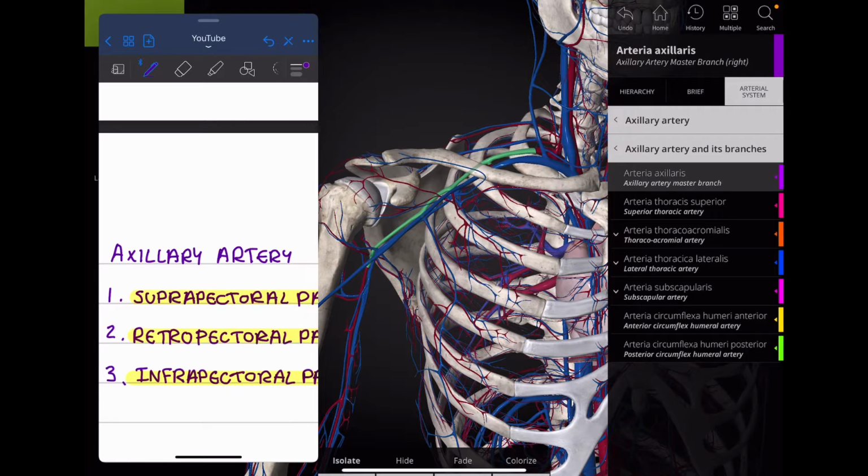Hello friends, today we are going to be talking about the axillary artery. We'll be talking about the structure, the branches, the origin and the termination of the axillary artery. We'll also be talking about the clinical relevance of certain branches the axillary artery has, as well as the positioning of the axillary artery to the brachial plexus.